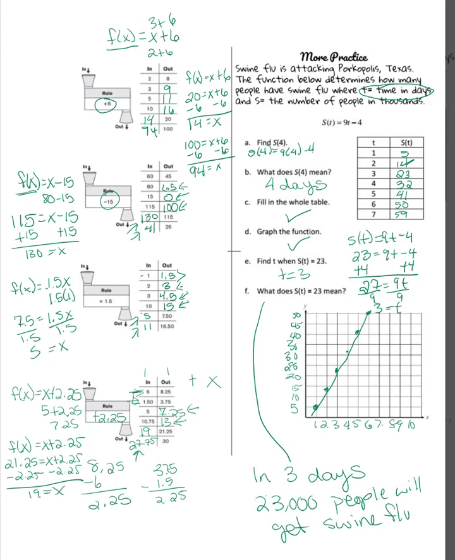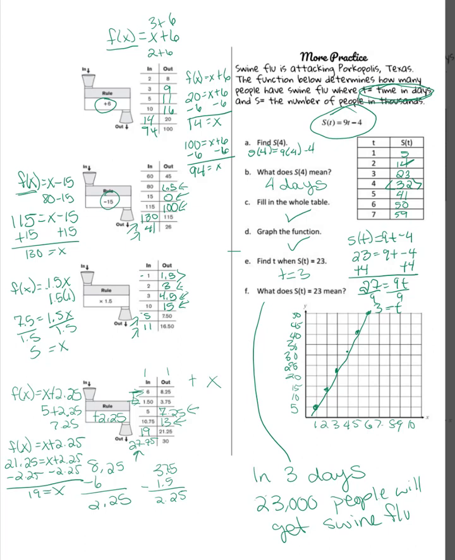Okay, so letter A, find S of 4. So I started by substituting the 4 in for the x, and I got 32. I went ahead and put it into the table. What does S of 4 mean? Well, I looked back up at the word problem and saw that the t is the time in days. So this must mean that the S of 4, since the 4 is in the t place, means 4 days. I then substituted each t value into this equation here to find my S of t value, which could be the y or the s.